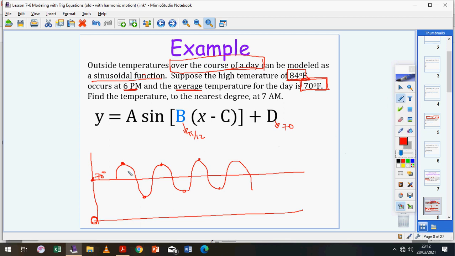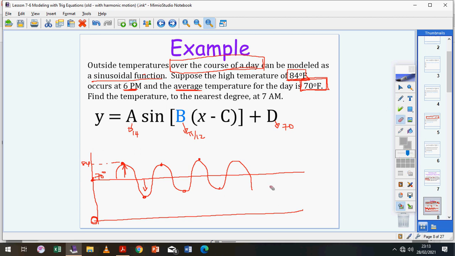Okay, so I know what the midline is. I know what the highest value is because the highest temperature is 84. That's 70, this is 84. That means I can figure out what the amplitude is, because the amplitude is simply how high or how low it goes above or below the midline. So I can see that it goes above the midline 14 degrees Fahrenheit. So my A is 14, my B is pi over 12, my D is 70. I just need to figure out what C is.